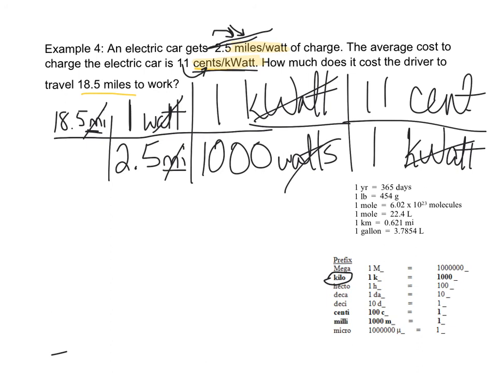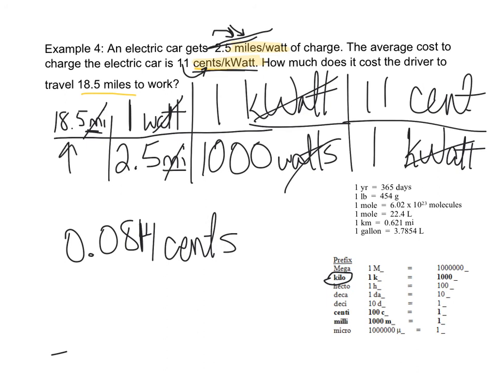18.5 times 1 times 1 times 11 divided by 2.5 divided by 1,000 divided by 1. And it tells me that if I have an electric car, which gets that miles per watt, and cost is 11 cents per kilowatt, it's going to cost 0.0814 cents every time I travel to work using that particular car. Last thing to check is sig figs. If I have 3 sig figs there, I should have 3 sig figs down at the bottom. I'll rewrite that so it's a little clearer. And sure enough, leading zeros don't count. 8, 1, 4 gives me my 3 sig figs.